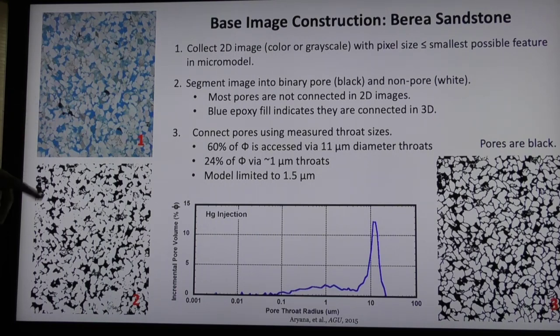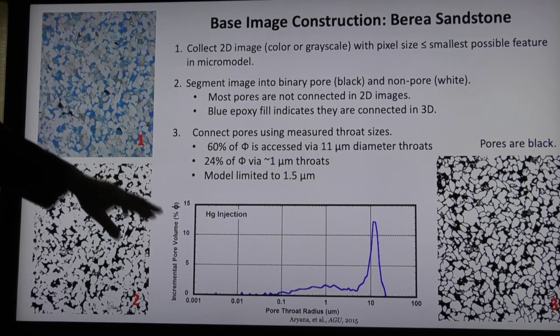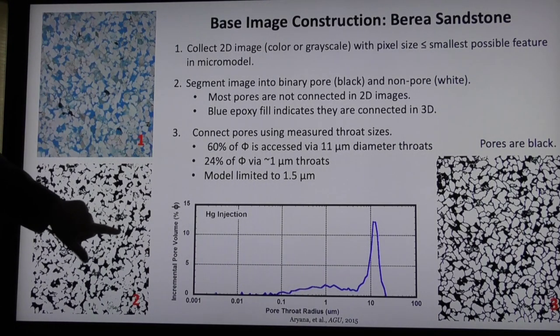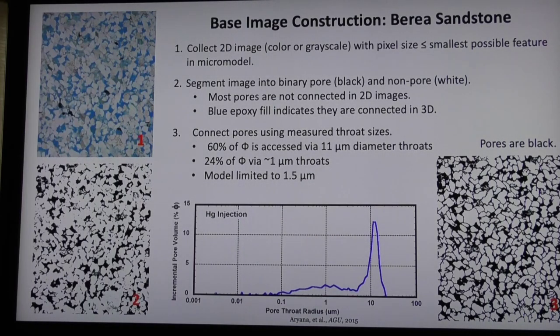So here's another example. I borrowed this slide from a presentation that I made back in 2015 at the American Geophysical Union meeting. This is a thin section where all the grains I turned into these white blobs, and the black areas correspond to the pores. And if you notice, they aren't really connected, but there is connection. There is quite a bit of connection, but the connections are in three dimensions. So what we do is we figure out the distribution of throat sizes, capture this information, and connect the pores according to that distribution, which results in a map that looks like that.